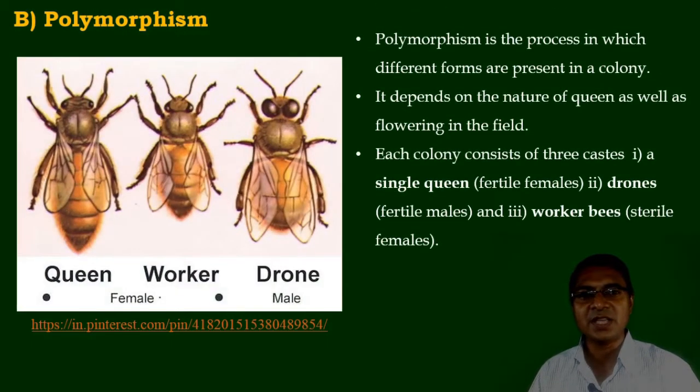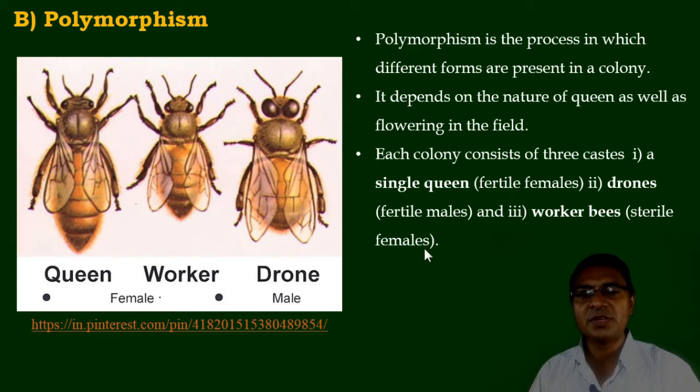Moving to the next topic, that is polymorphism. Polymorphism means the process in which different forms are present in a colony, and here three forms are present: a queen, which is single, many workers, and a few drones, which are male. Two females are present: the queen, which is a fertile female, and the worker bees, which are sterile females. Drones are fertile males.